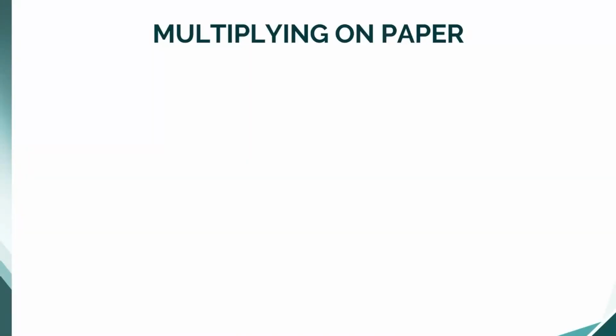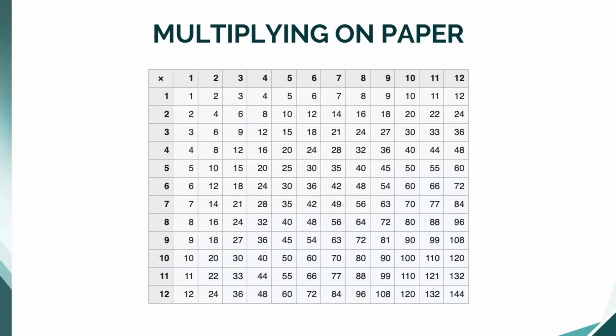You knew it was coming: multiplying on paper. We've already talked about adding and subtracting. So the first thing with multiplying is you, of course, want to memorize your times tables. I know I sound like your middle school teacher, but you definitely do. For example, what is 11 times 9?